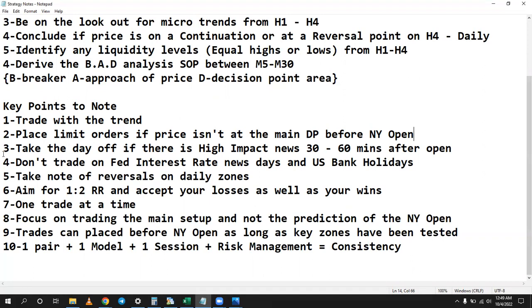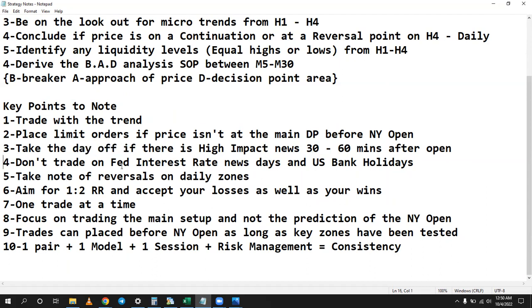And then point number 3, now this one is very important. If you have a high impact news 30 to 60 minutes after the open, if you check your news calendar and you see that, take that day off. Do not trade that day.